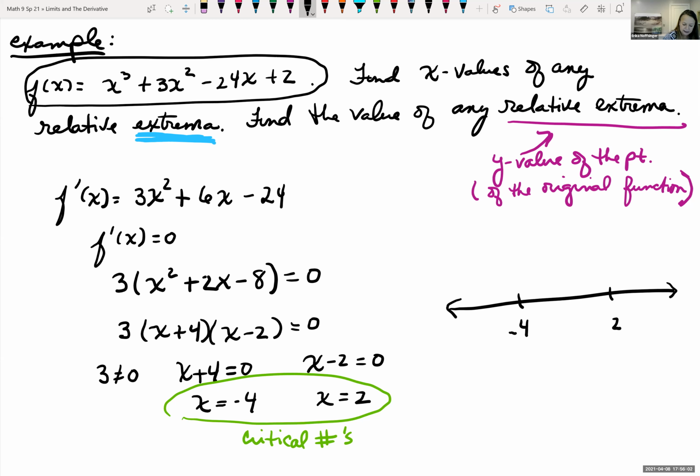So anything to the left of negative 4, how about negative 5? Again, we're just worried about whether this is positive or negative when we plug it back into the derivative. So f prime of negative 5. If we want to, we can think of this in factored form.